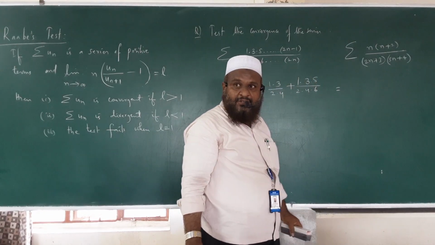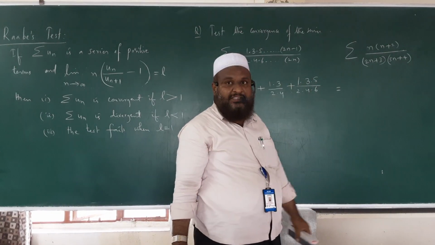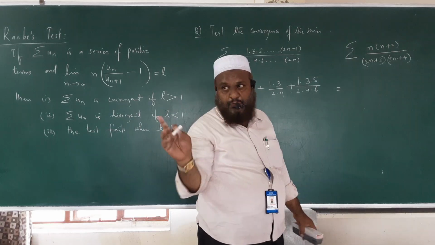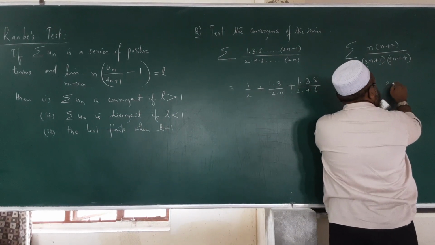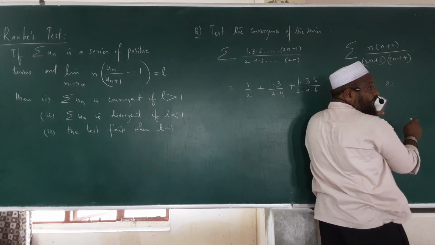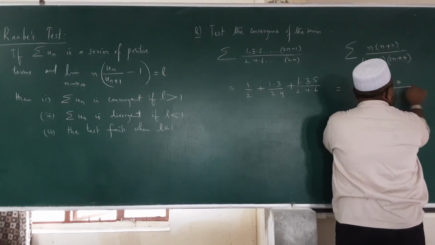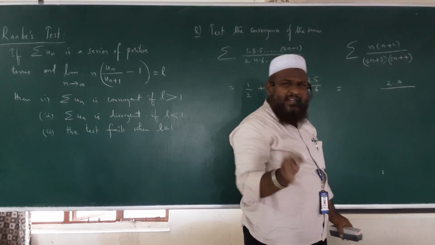That's equal to, what is the expansion? What is the second term of this one? N value 2. What is the second term? N value 2, so 2 into 2 plus 4. 2 plus 2, that is 4. Don't multiply. That's not required.